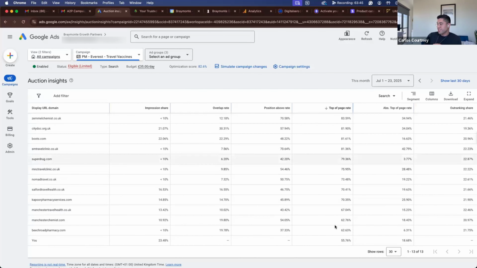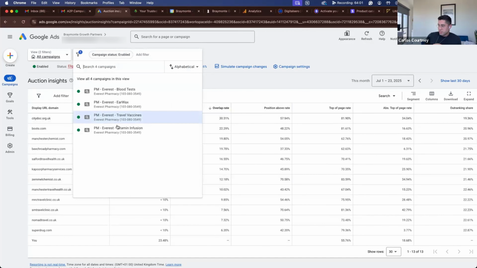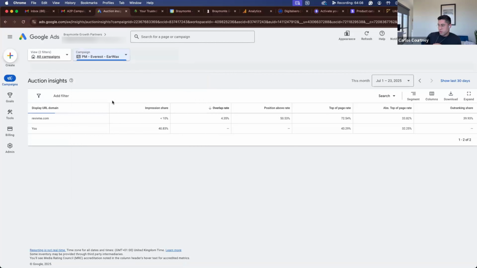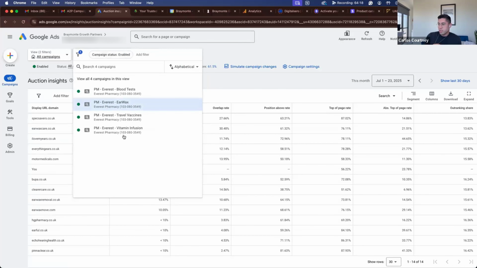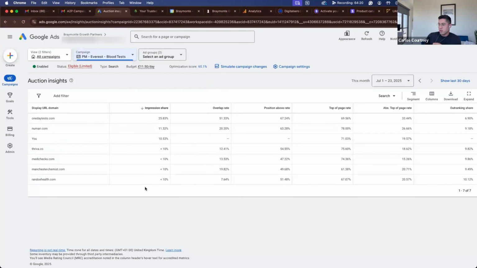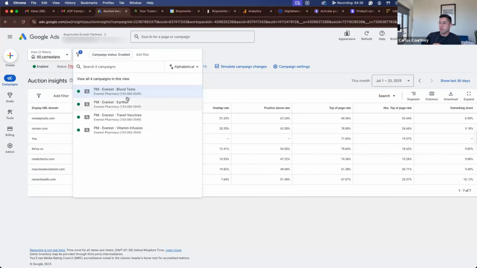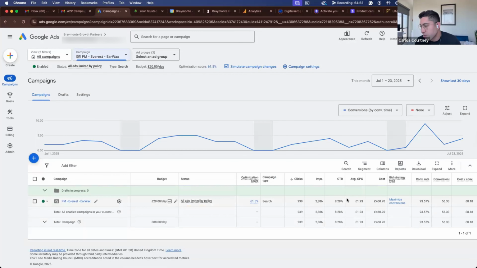It just disappeared. I clicked top of page rate and it just disappeared. Position above rate, yeah, overlap rate. Yeah, so travel vaccines, that one we'll probably want to get rid of. Earwax doesn't look too bad. I would say earwax is probably like the second best. It's kind of a tie between like earwax and blood tests for number 2 offer. Travel vaccines is a clear winner. Even just cleaning up the conversion actions for earwax would move in the right direction.